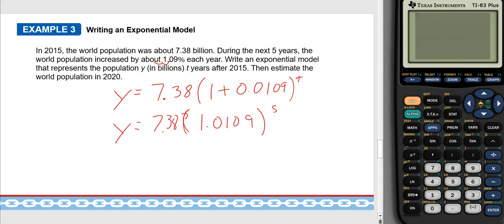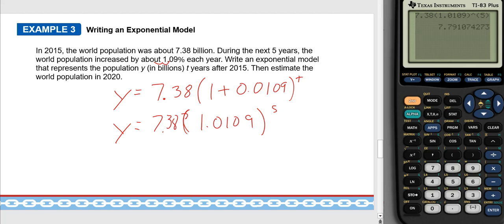Right, so 7.38 billion, and then times 1.0109 to the 5th power. Right, so that's going to be what we plug into the calculator.